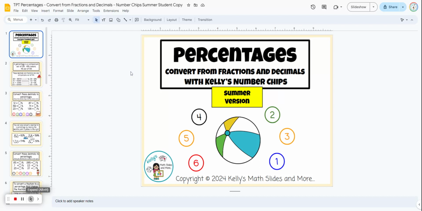Percentages, converting from fractions and decimals using number chips. This is the summer version, so it's summer themed, and it's a digital lesson. It's a lot of fun for the students. They can move these number chips around their screen in order to solve these problems.